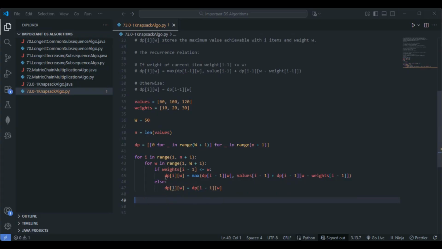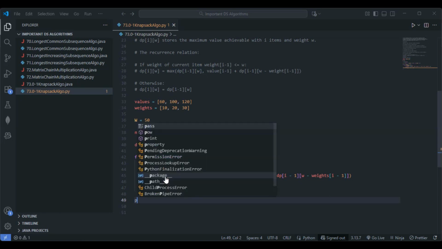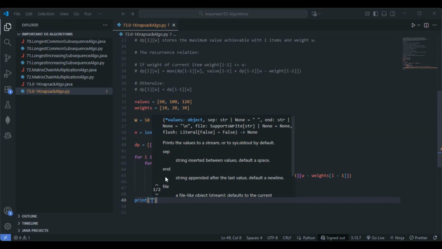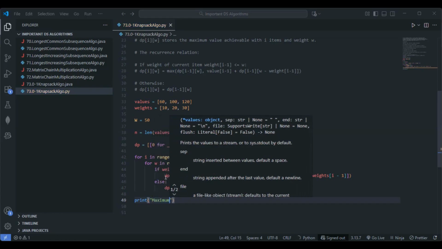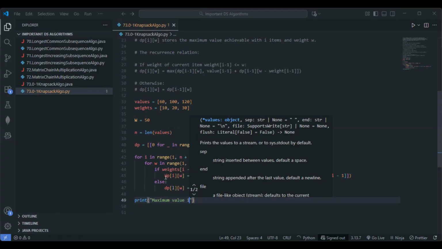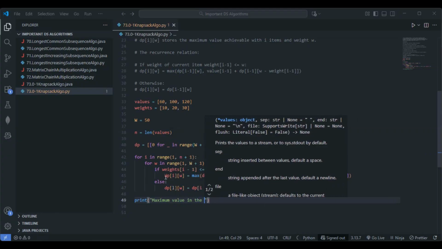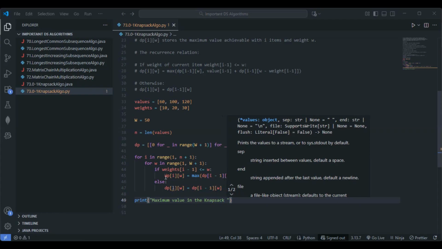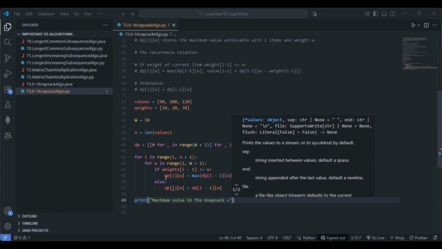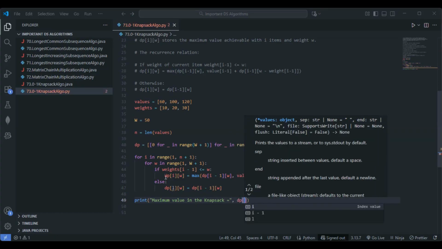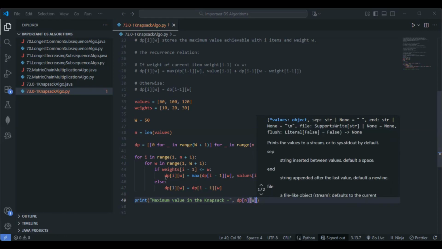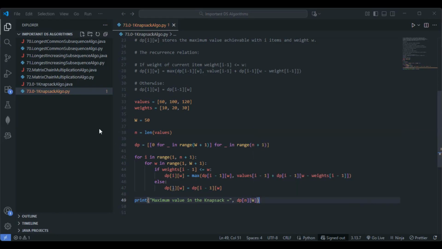Right, now finally, what shall we do? Let's go with the maximum value achievable with the given weight. So let's print something for interactive purpose. I'll just go with the maximum value in the knapsack equals, and pass here dp of n W, where the solution will be present. The capital W that we have considered. Yep, so this is it for the algo.